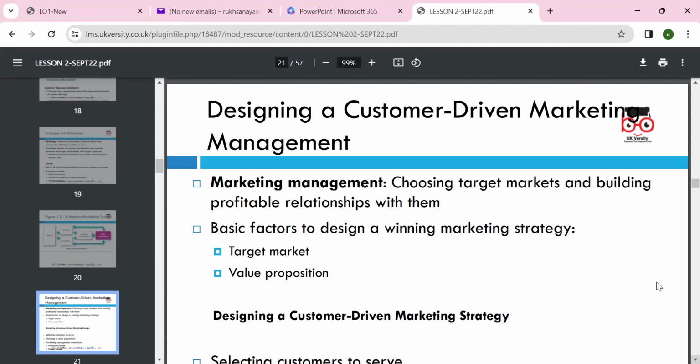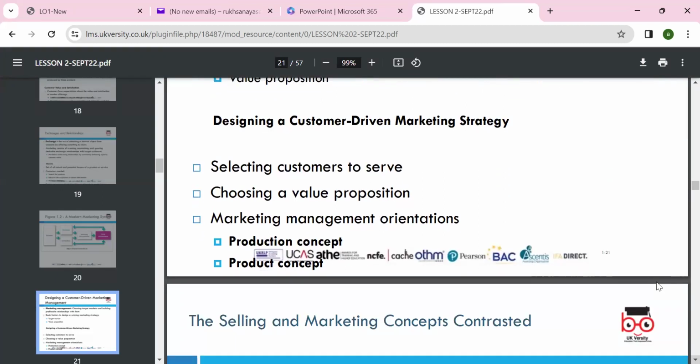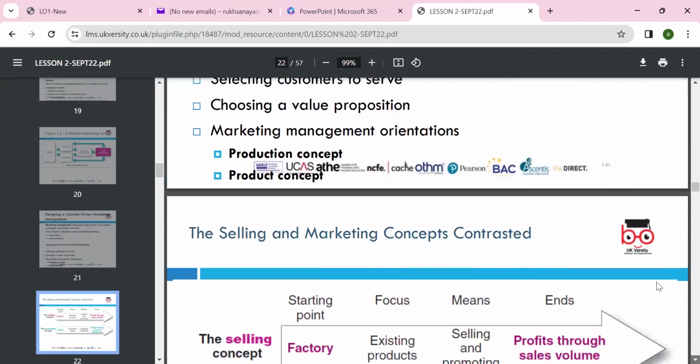It can be the target market and value proposition: designing a customer-driven marketing strategy, selecting the customers to serve, choosing a value proposition, and the marketing management orientations: the production concept and the product concept. With the production concept, we produce more and more, the price will be low, and the customer will be pleased. With the product concept, we make the product that meets the needs and wants of the customer, target oriented.